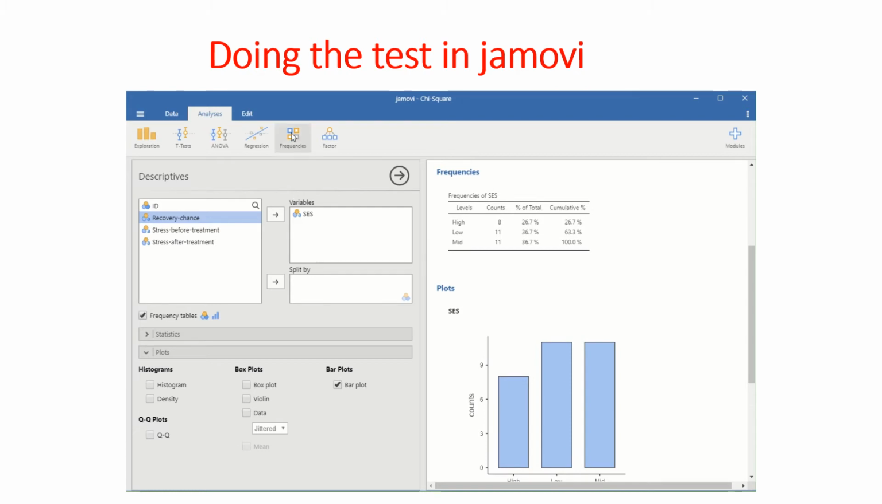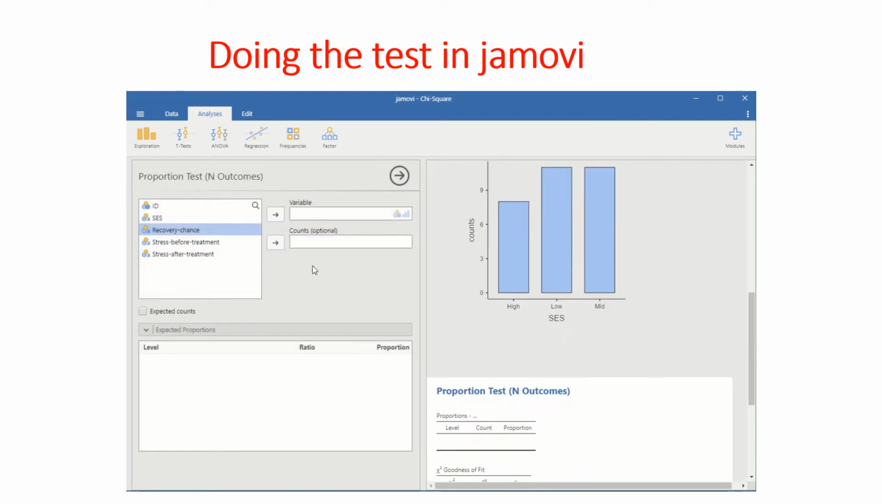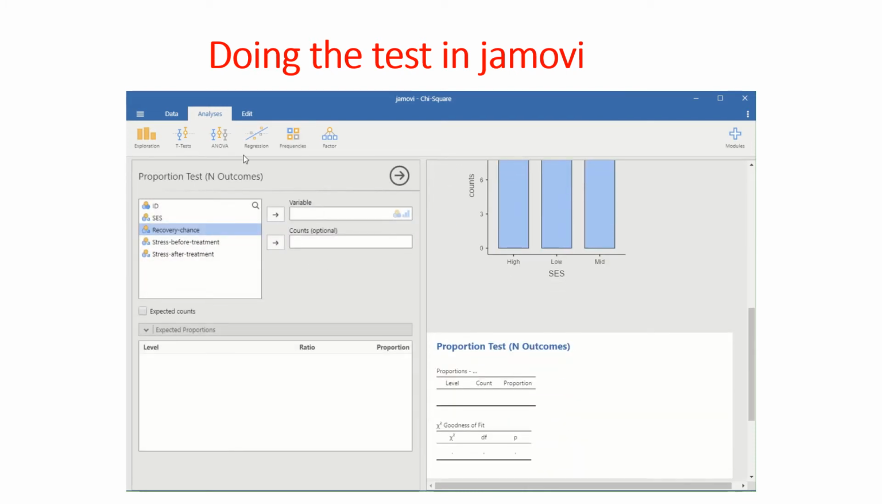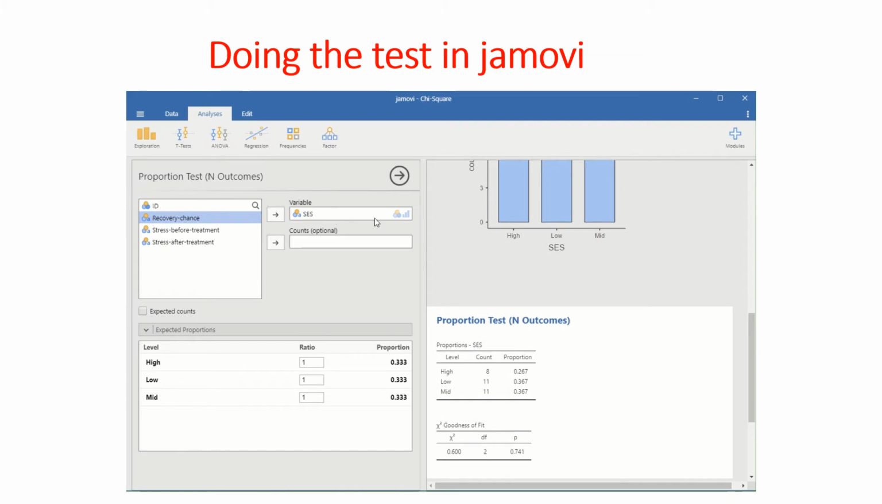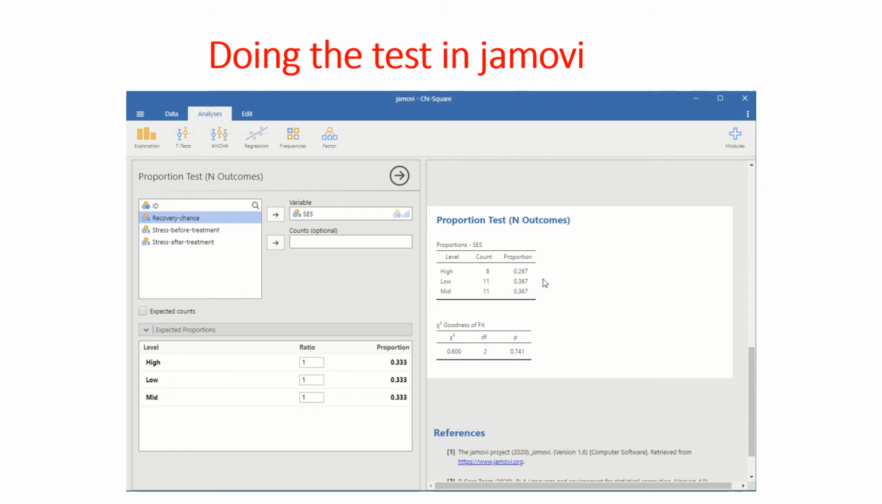Now we're going to work with the Frequencies tab. Click on it. Under one sample proportion tests, select chi-square goodness of fit test, and you'll have a window like this. We're going to work on SES, so put SES into the variable box. Very easy, very quick.